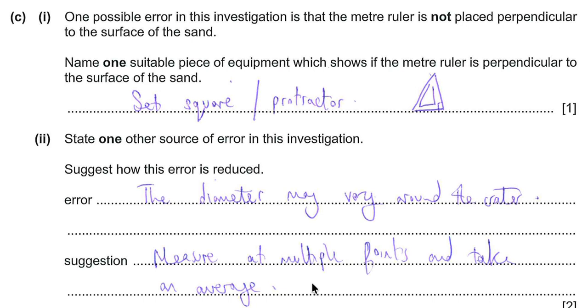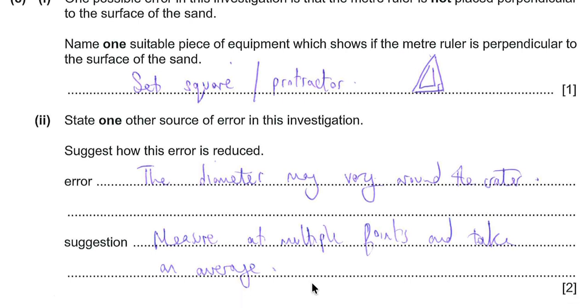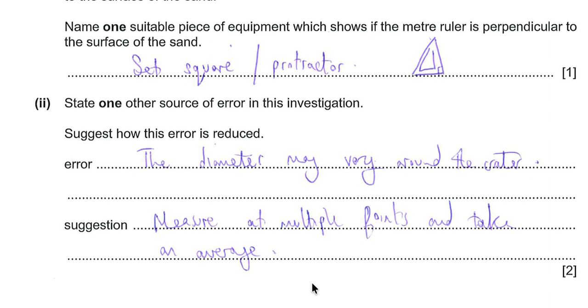Now, key here, don't just write down measure at multiple points. Write down measure at multiple points and calculate an average. Anytime you repeat anything, CIE particularly enjoys seeing the idea of calculating an average because it shows that you're thinking about it a little bit more. It's not just that you measure it again. Why bother measuring it again if you're just going to get a different number all the time? We're going to measure it so that we get an average value. That will reduce the effect of our uncertainties on our data and allow us to identify anomalies as well.